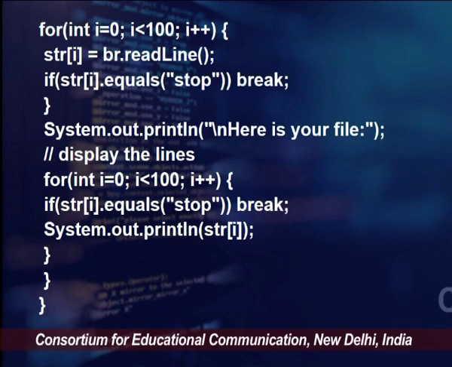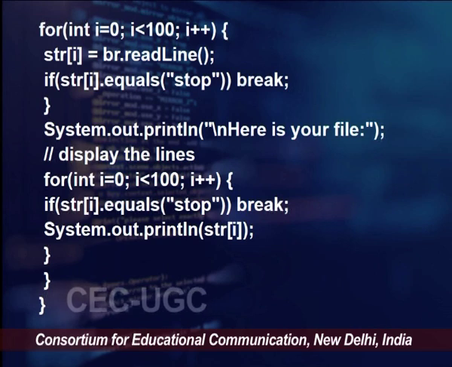The break we have written will ensure that the control comes out of this for loop. So if str[i].equals("stop"), then we need to break. The usage of equals I have just explained in the previous program: it will compare the two instances, one being str[i] and the other being stop.